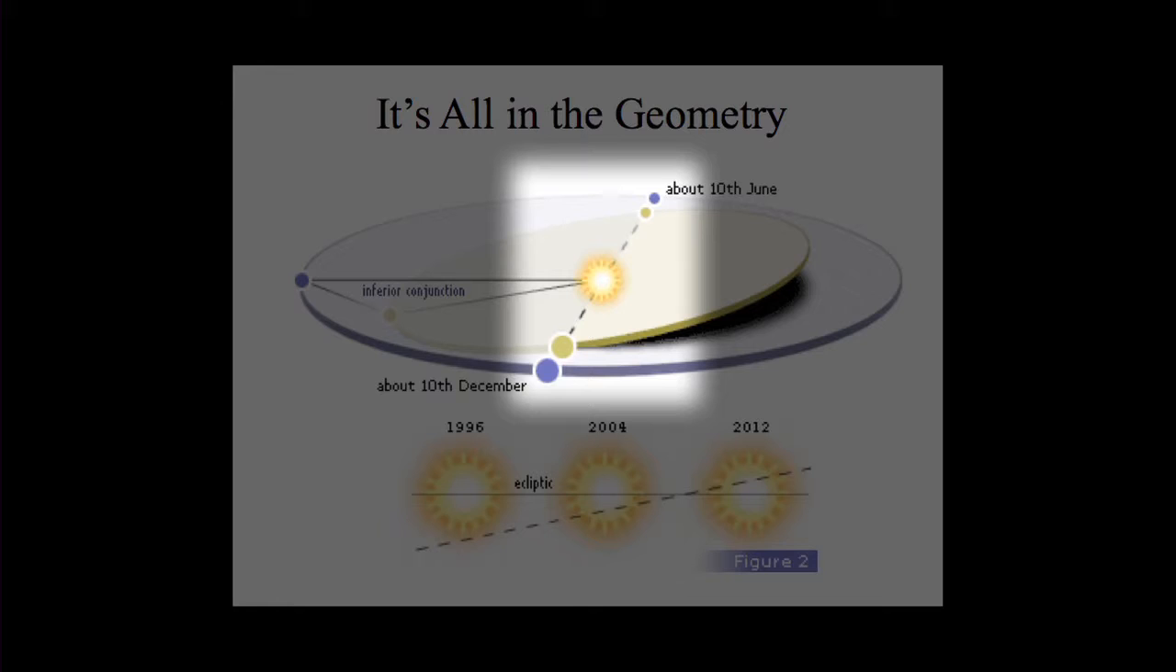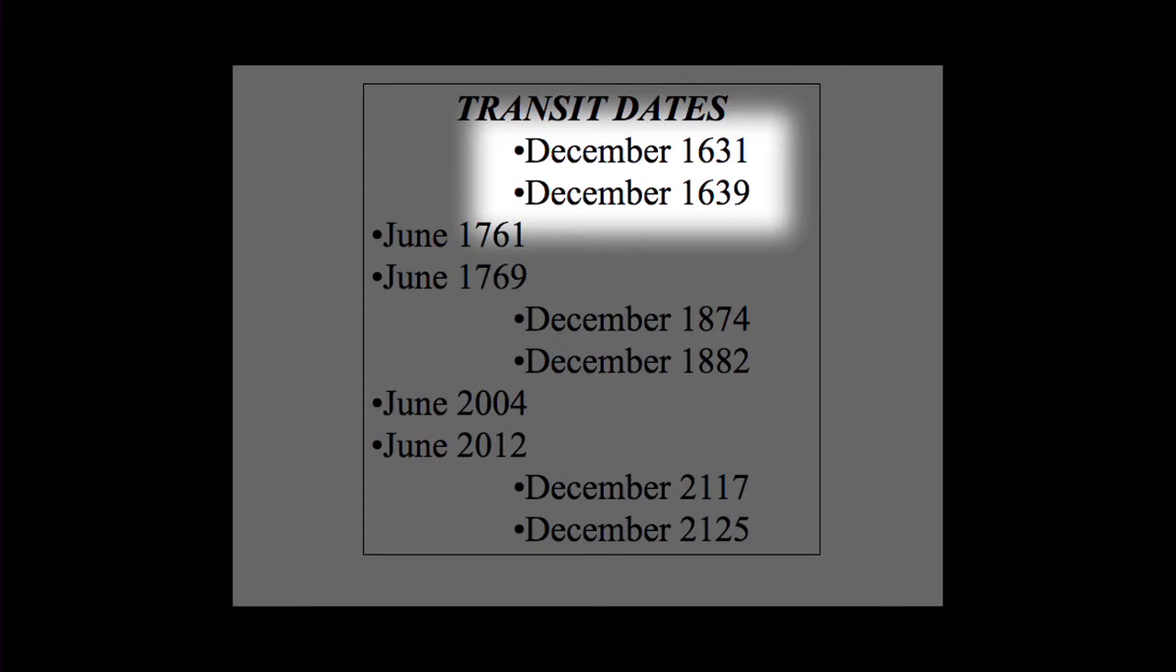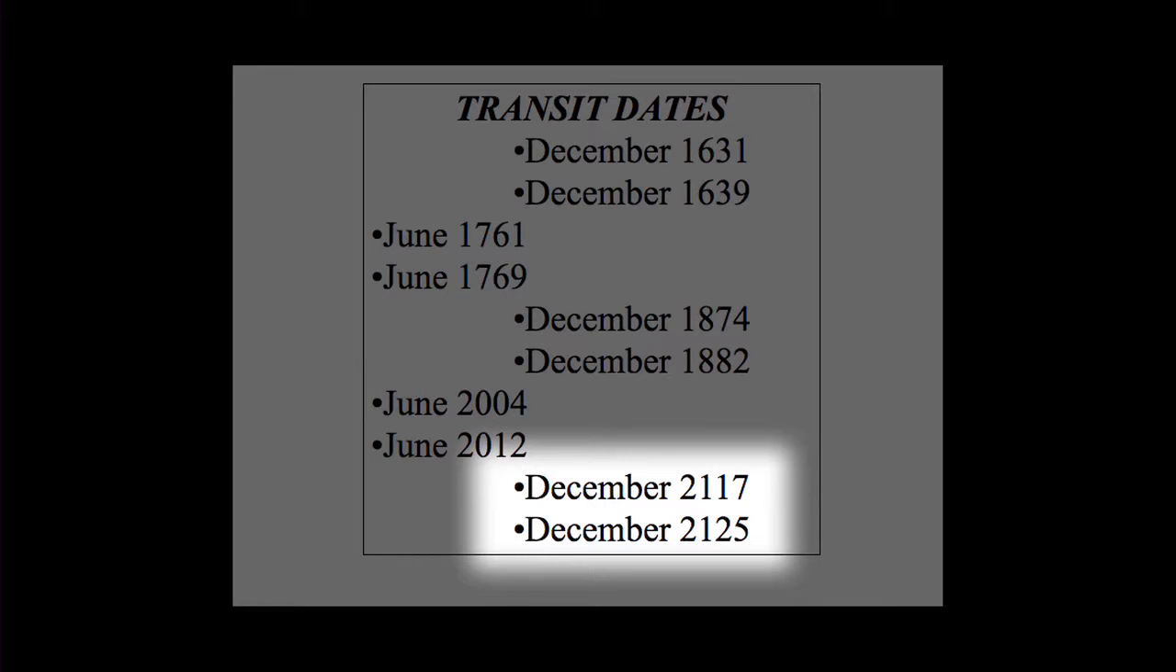So this happens twice, separated by 8 years, every 105 to 120 years. So this one in 2012 is the last, probably, in your lifetime. Don't miss it. Okay, so here are the historical dates, 1631 and 1639, 2004 and 2012, and then if you miss the 2012 transit, it'll be 2117 before the next one occurs from Earth.